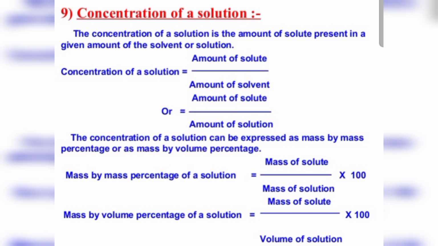So mass of solute is 50 gram, and for finding the mass of solution we have to add mass of solute plus mass of solvent, that is 50 gram plus 250 gram, then it will be 300 gram. So we have to now apply the formula: mass of solute, that is 50 gram, divided by mass of solution, that is 300 gram, then multiply by 100, then we can calculate the concentration, we can say percentage, of a solution. So this is the way we can calculate the concentration of a solution in percentage.